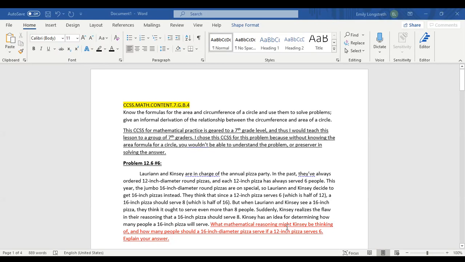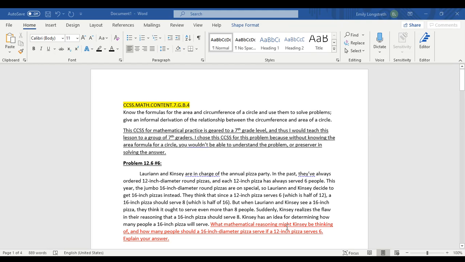Hello, I have math problem 12-6, number 6. For this problem, I chose the Common Core State Standard 7.G.B.4. Know the formulas for the area and circumference of a circle and use them to solve problems. Give an informal derivation of the relationship between the circumference and the area of a circle.